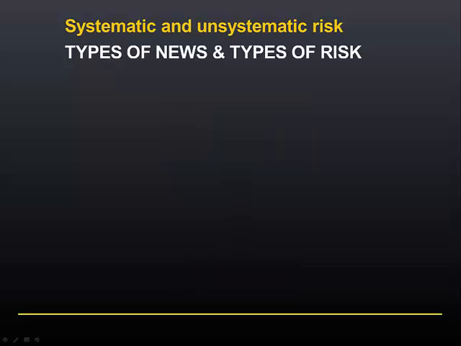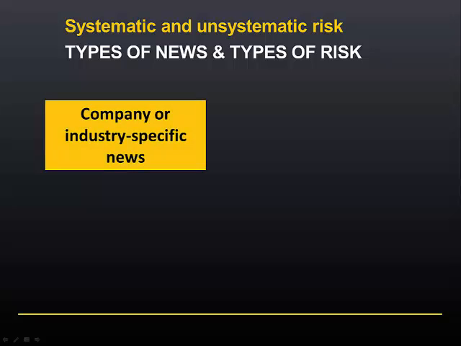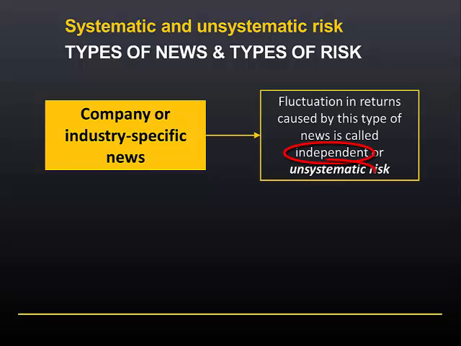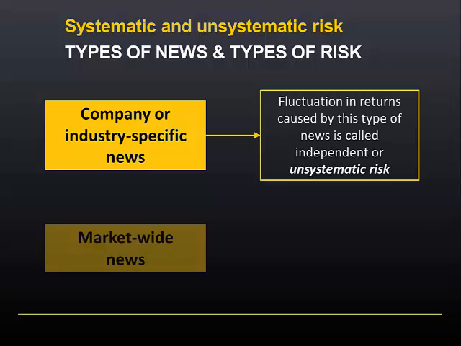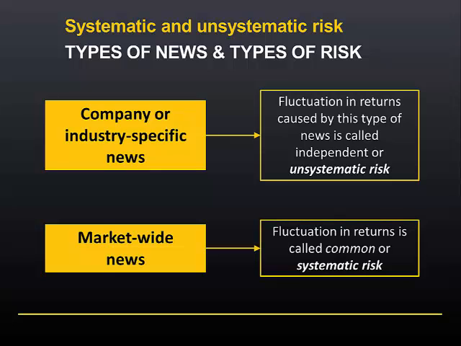But there are two types of news, resulting in two types of risk. Sometimes news is specific to a company or an industry. Variations or fluctuations in returns caused by this type of news gives rise to what we call independent or unsystematic risk. It causes variability of returns that is specific to individual investments rather than to the entire market. Sometimes news relates to the entire market, causing variability of returns in all investments. And this type of variability or risk is called common or systematic risk.